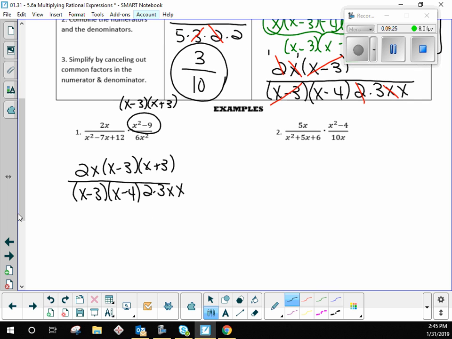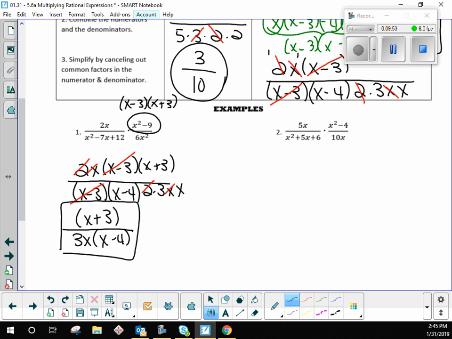Give me something that cancels. X minus 3, x minus 3, what else? 2 and an x. Anything else? No. So what do I have left over up top? In the bottom, what's left on the bottom? 3x, and then parentheses x minus 4. Very good.